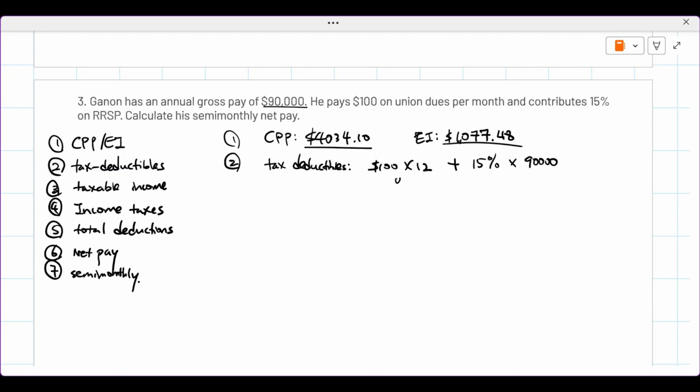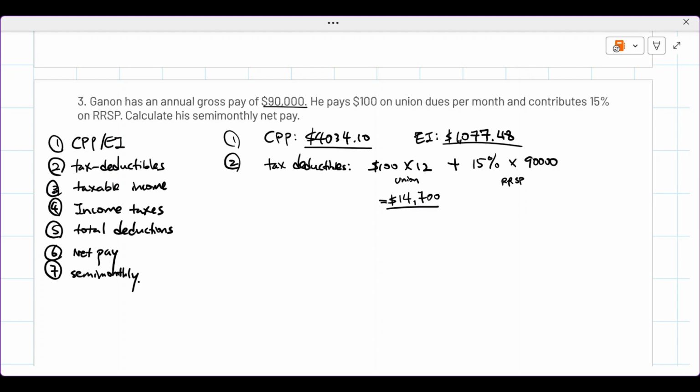So that's the union, and that's the RSP. And if I put that into the calculator, it's going to be 100 times 12 plus 15% of $90,000. So that's a total of $14,700. And that's your tax deductible. So I'm going to underline that as well.